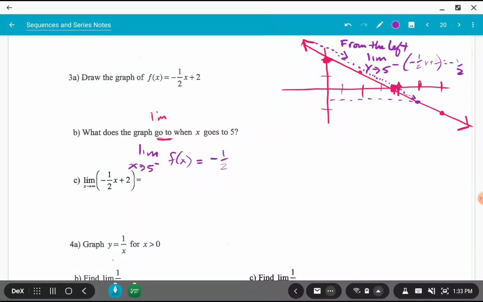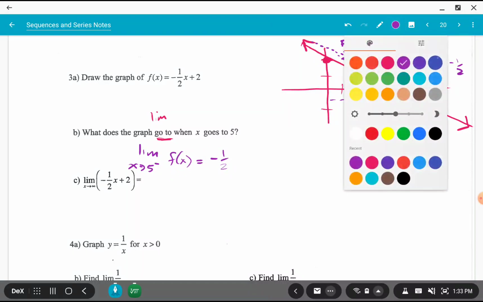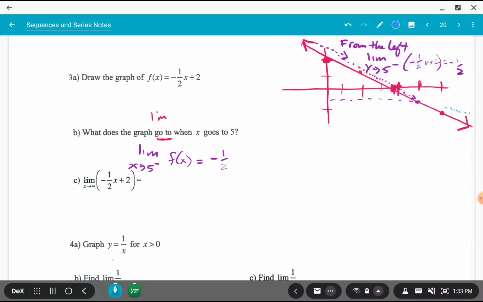Well, it's not enough to just say where it's going from the left. What you also want to do is come in from the right. So we want to see as we're going in from the right side, where are we going? And the way we write that is, limit as x goes to 5 from the right of our function negative half x plus 2, like that. What's it going to? As you come in from the right, you're coming to that same value of negative half.